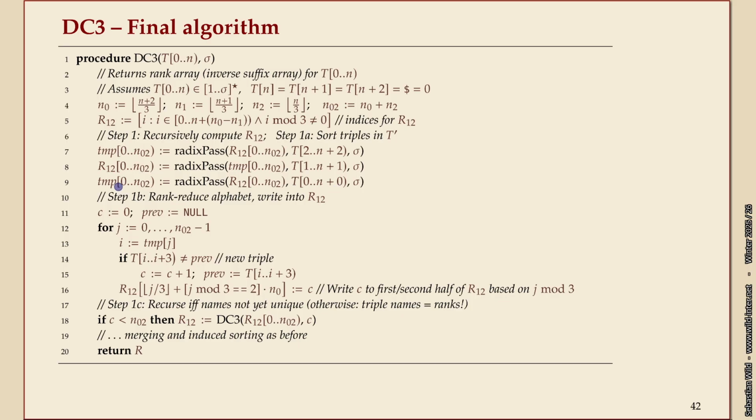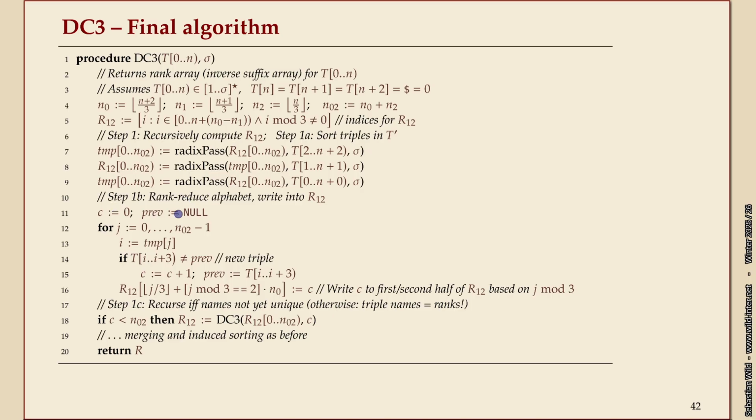So after that, temp will have all the indices in here in the sorted order according to the triple that starts at that position. It's a bit convoluted, but kind of clever, right? Now we have this in sorted order. Now comes the renaming step.